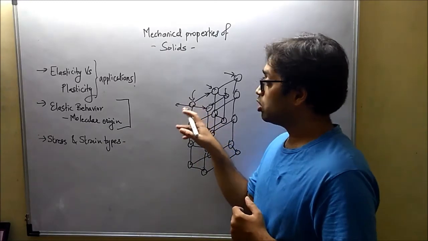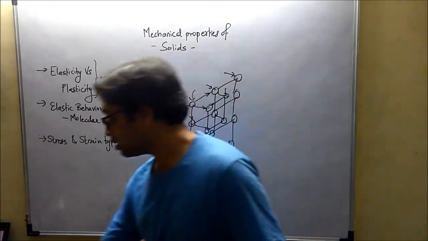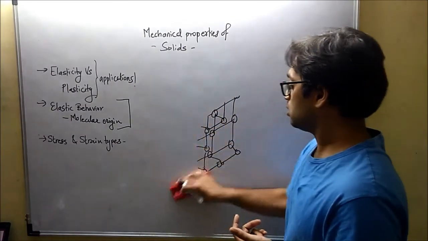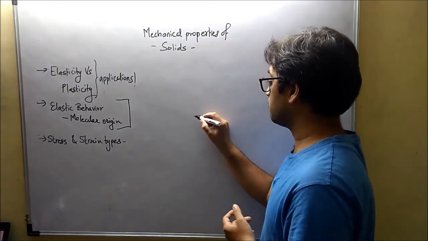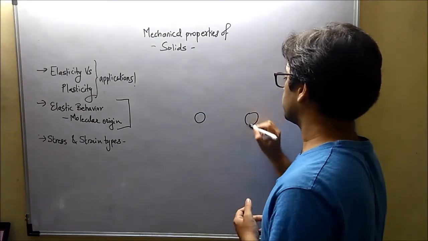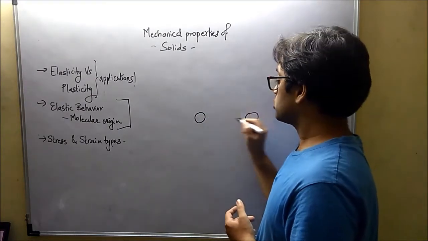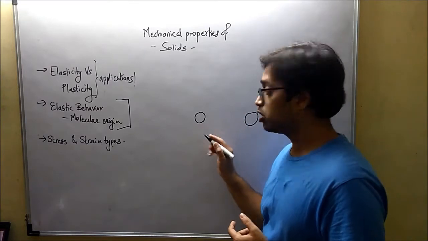Now this intermolecular force is basically playing the role of spring force, as in the example that I had told you earlier. So for example, this is one molecule and this is another molecule. The force acting between them is an attractive intermolecular force.